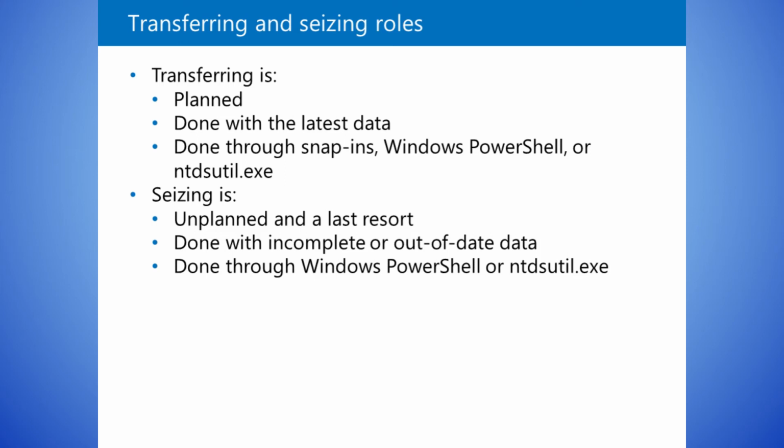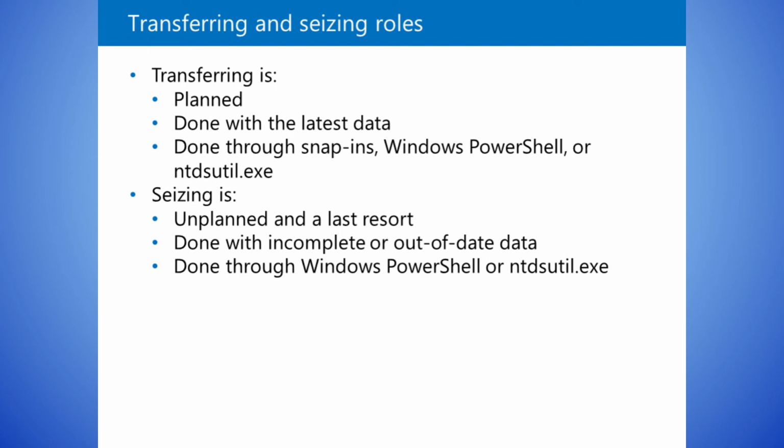Seizing FSMO roles. You cannot use the snap-ins to seize FSMO roles. Instead, you must use the ntdsutil.exe command-line tool or Windows PowerShell to seize roles. You can also use these tools to transfer roles. The syntax for transferring a role and seizing a role is similar within Windows PowerShell, as the following syntax line shows. Move-ADDirectoryServerOperationMasterRole -Identity server name -OperationMasterRole role name list -Force.